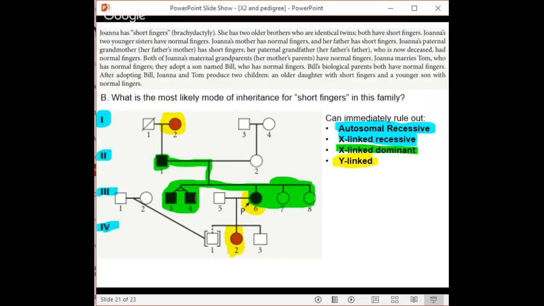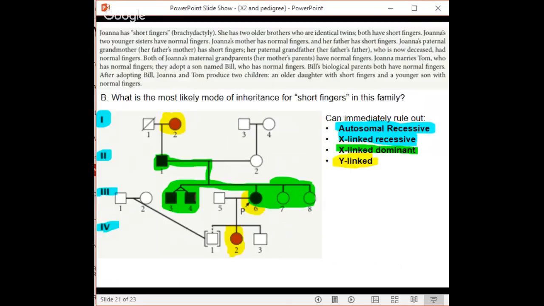So we're asked, what's the most likely mode of inheritance for short fingers in this family? Now I've highlighted a few things. Because there's an affected individual in each generation, we can immediately rule out any kind of recessive inheritance, meaning autosomal or X-linked recessive. These recessive traits, they tend to skip generations, so that's out.